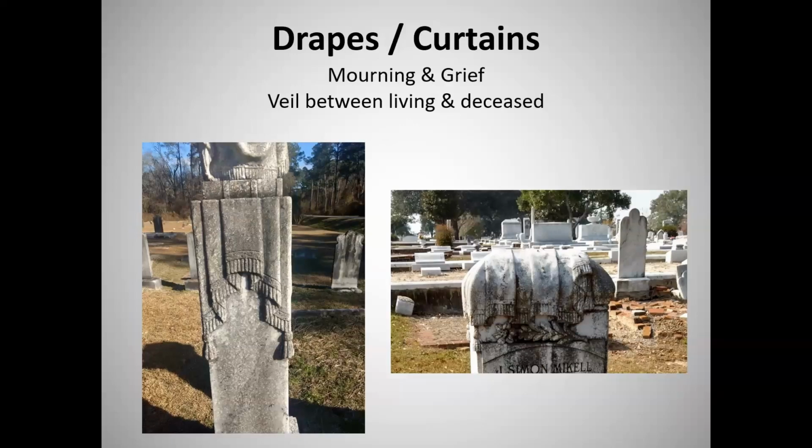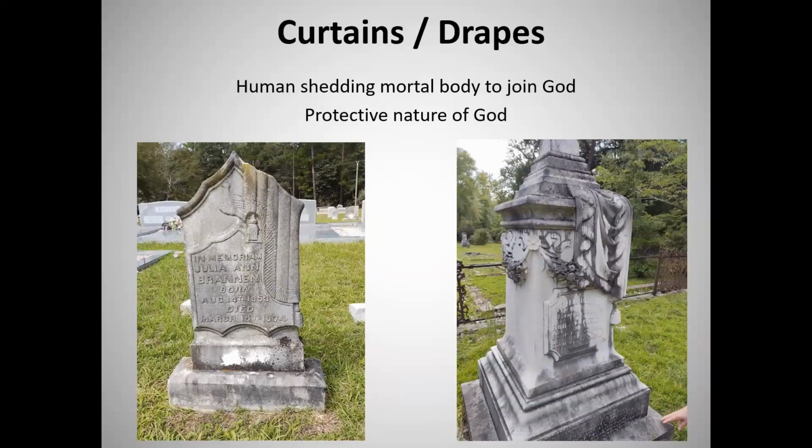Drapes and curtains represent mourning and grief. Now you'll notice both of these, they cover the entire top of the marker. So that is showing the veil between the living and the deceased. If you see this only covering half of the marker, that is showing the human shedding its mortal body to join God, or the protective nature of God.